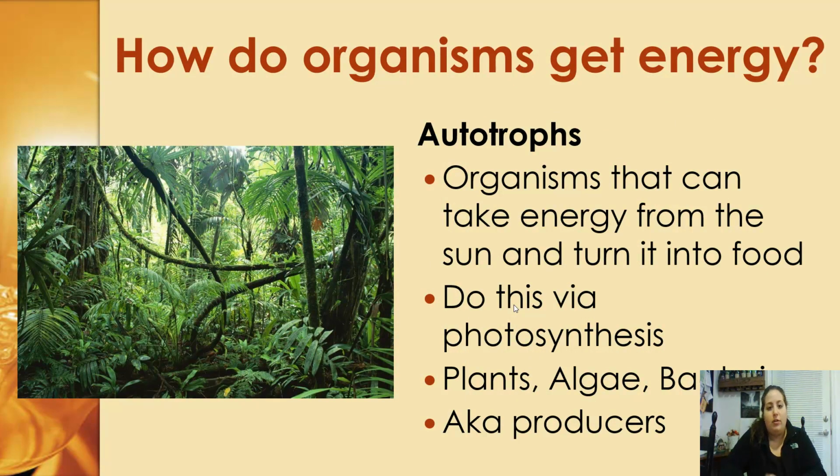So organisms are divided into two categories based on how they get their energy. You're either an autotroph or you're a heterotroph. The word auto means self. So autotrophs are organisms that take energy from the sun and turn it into food. They can make food by themselves. And they do this via photosynthesis. Examples of autotrophs are plants, algae, some bacteria even. You may have heard of them in middle school as producers. Producers are autotrophs. They make their own food. They produce their own food.